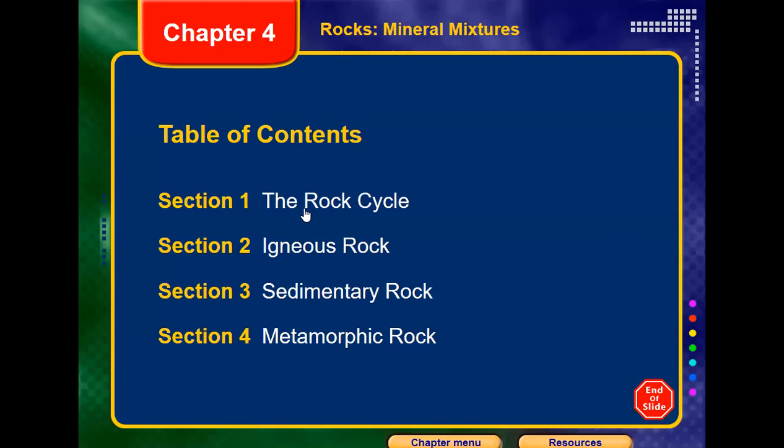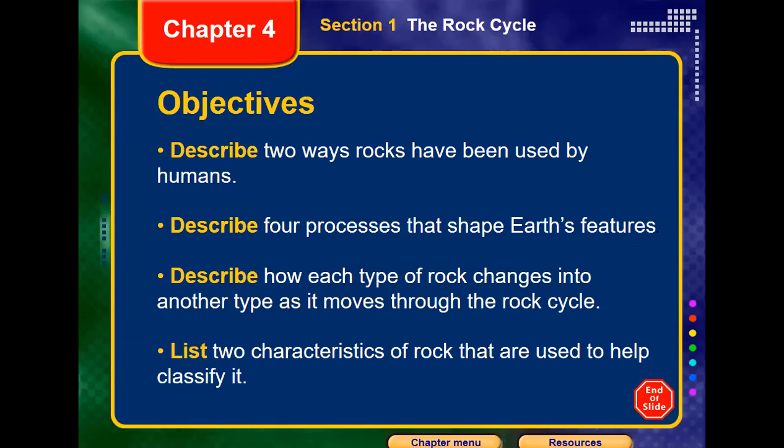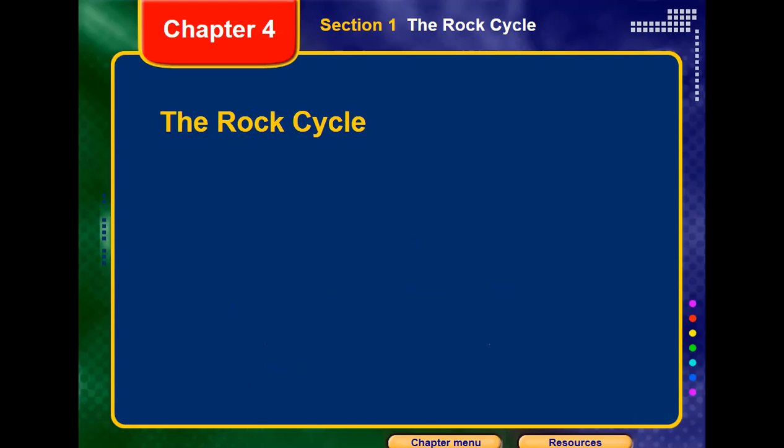So let's start from the beginning, as we said. Here we should know what our goals or objectives are in this lesson. First, describe two ways rocks have been used by humans. Describe four processes that shape Earth's features, and describe how each type of rock changes into another type as it moves through the rock cycle. List two characteristics of rocks that are used to help classify them. So that's our objective here. So we start from the beginning.